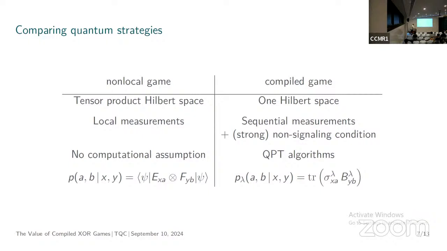Also, non-local games are purely information theoretic, so there's no computational assumption. And for the compiled games, our strategies should be QPT algorithms, so it makes sense to use the QHE scheme. And then, as we saw before, for the probability distributions, for one of them we get this tensor product Hilbert space, and for the other one we actually get the trace of some sequential measurement.